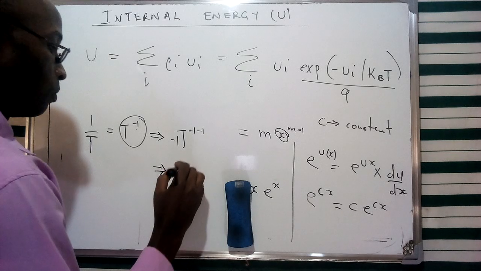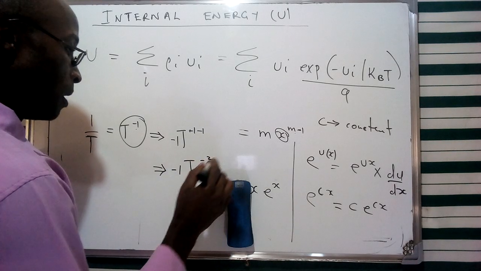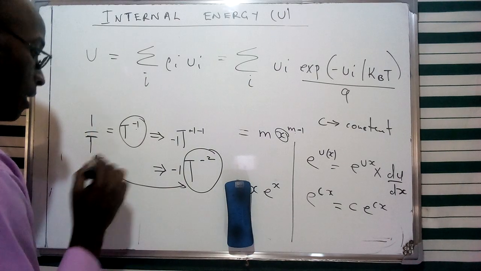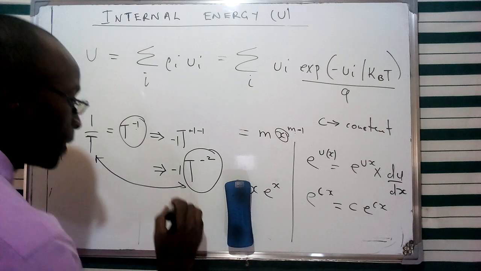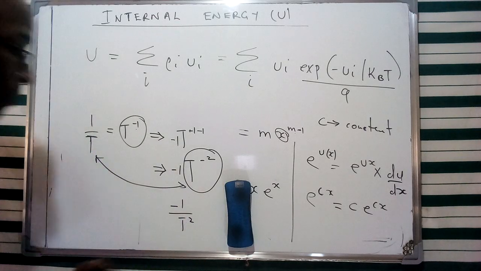And therefore this is going to be in terms of negative 1 t minus 2. But remember, this one, from this specific law, is going to imply an inverse or a reciprocal, and therefore this one is going to be -1 over the square of t, given as such.